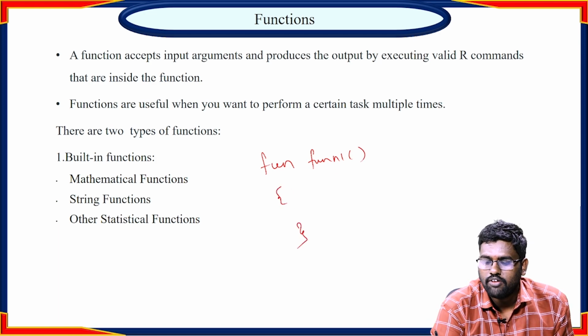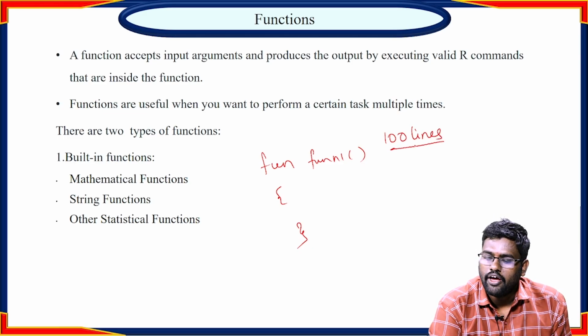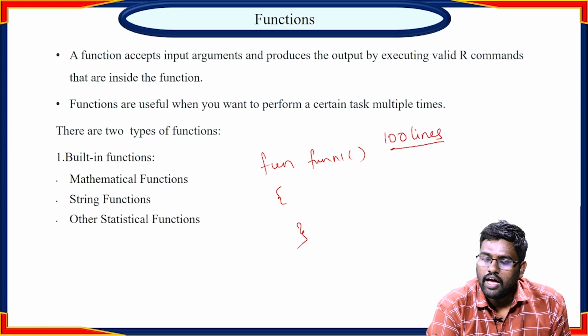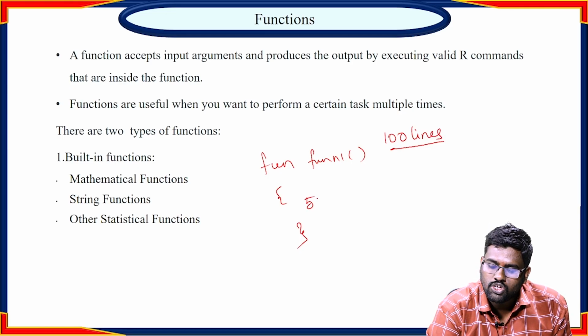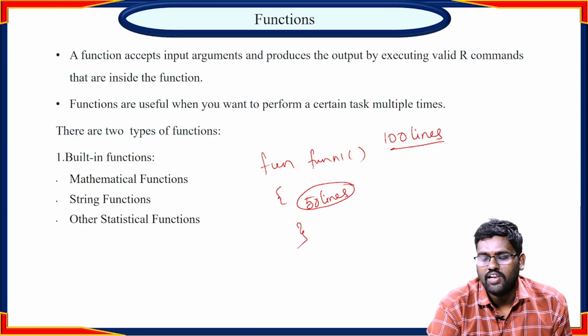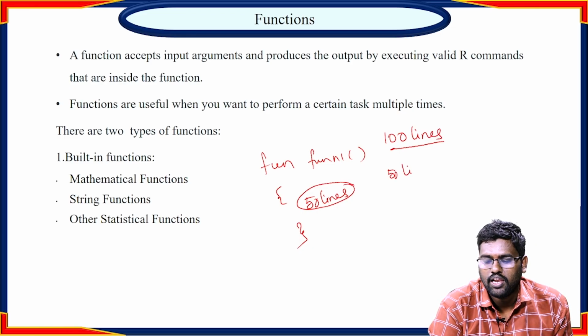For example, if our program has 100 lines, then writing 100 lines will take much time to execute. So that's why I write 50 lines of code in this function, and I will write only 50 lines of code normally.